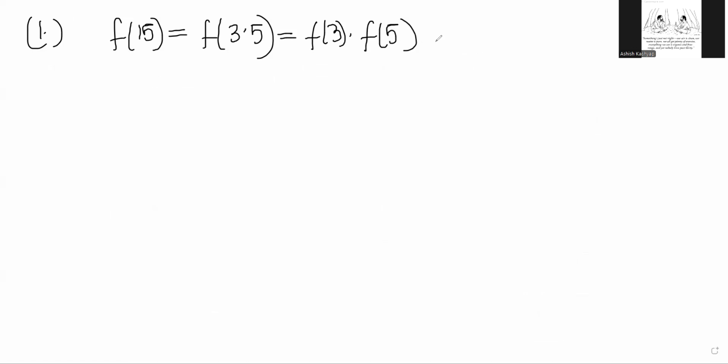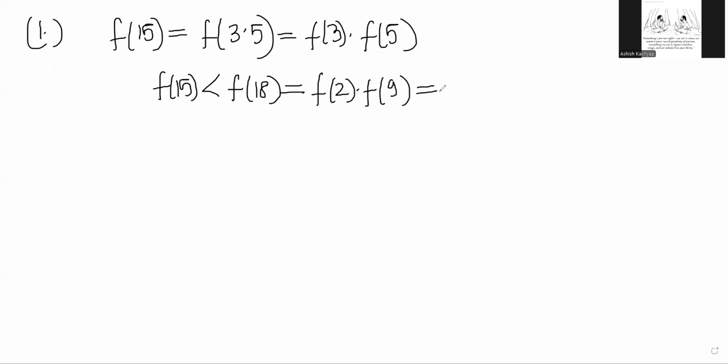So first of all, if you think about what is f of 15, what is that? This is 3 into 5, and 3 and 5 are co-prime, relatively prime to each other. So that is equal to f of 3 into f of 5 by the multiplicative property. And obviously, f of 15 is less than f of 18. And f of 18 is equal to f of 2 times f of 9, because 2 and 9 are co-prime to each other. So this will be 2 times f of 9, right?